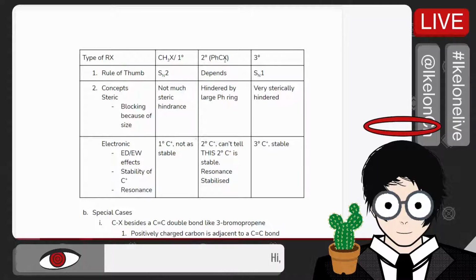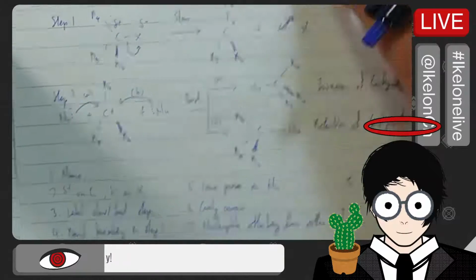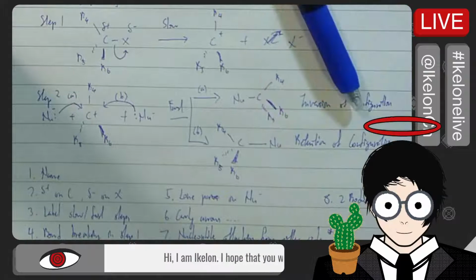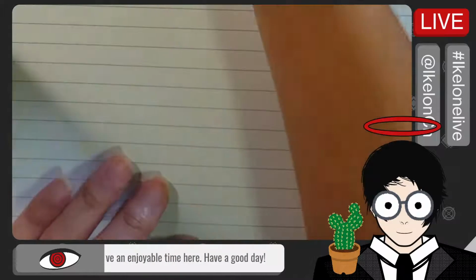So for this specific compound, a secondary halogen derivative can go by SN2 or SN1, and it depends. I don't have any space, so I guess I'll just explain it. Wait, yes, let's do this.